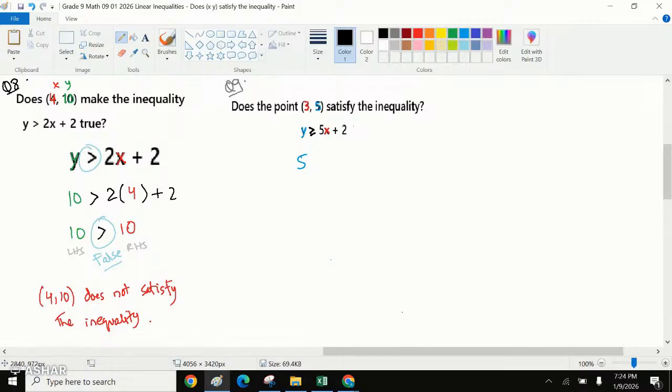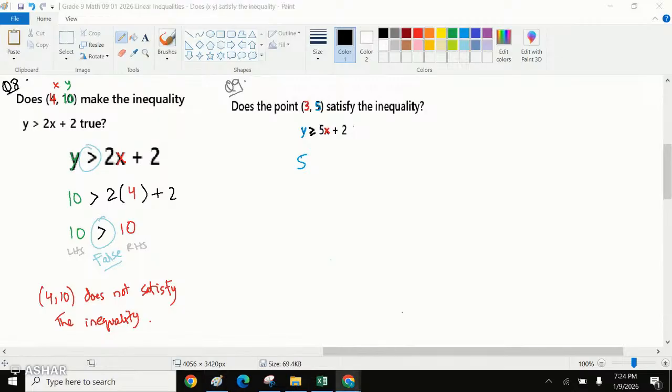For those who are joining late, what we are doing is linear inequalities, and we need to find whether this point satisfies the inequality. Okay, I'll just do this. You're saying this is true, right? For question number 9.